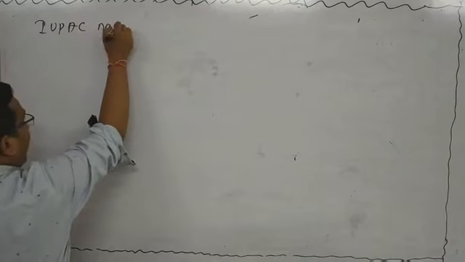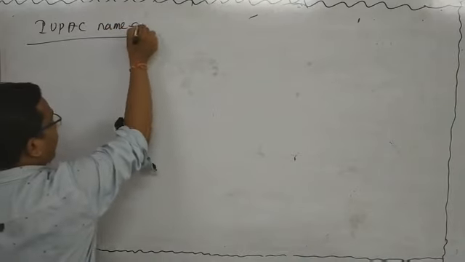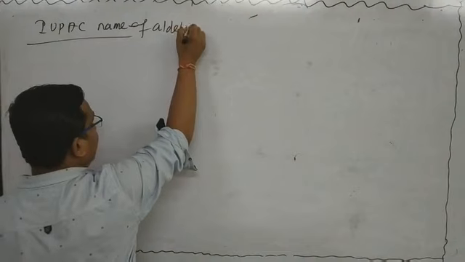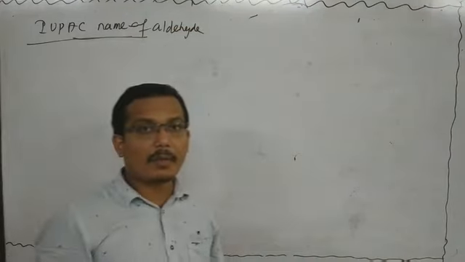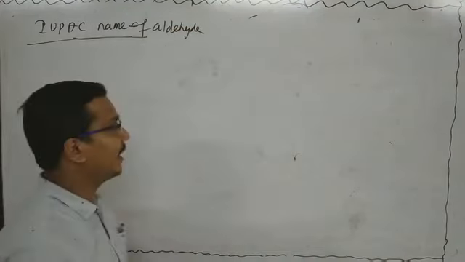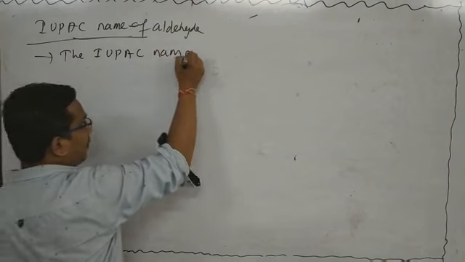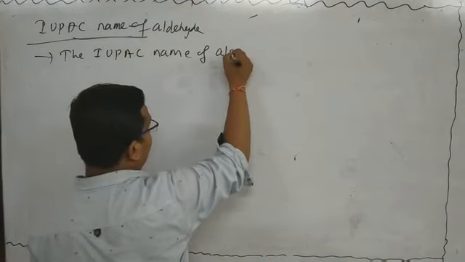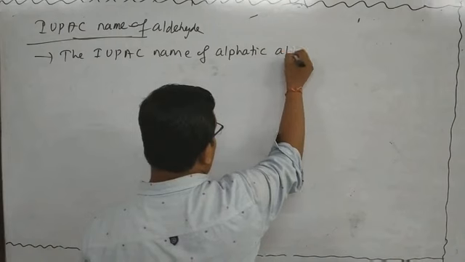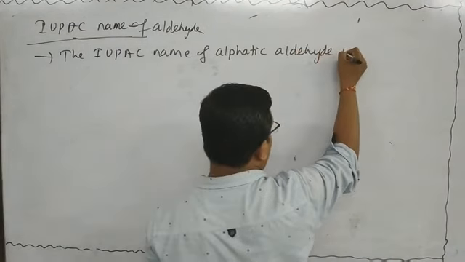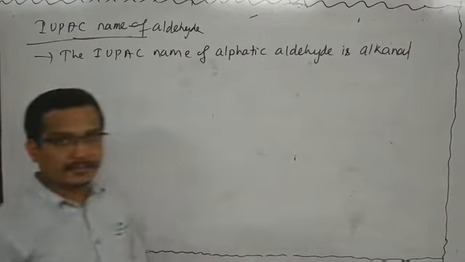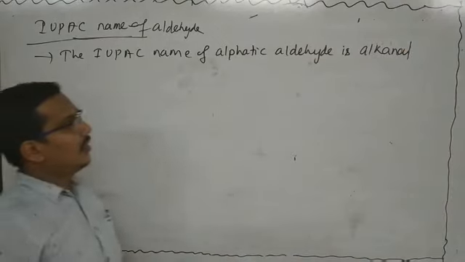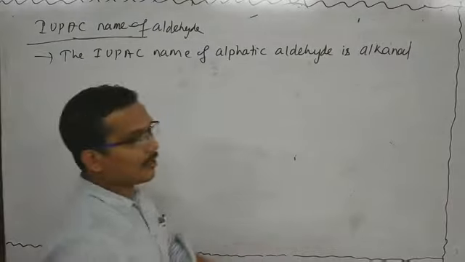IUPAC name of aldehydes. We know that the IUPAC name of aliphatic aldehyde is alkanal. Let me discuss this point with some examples.